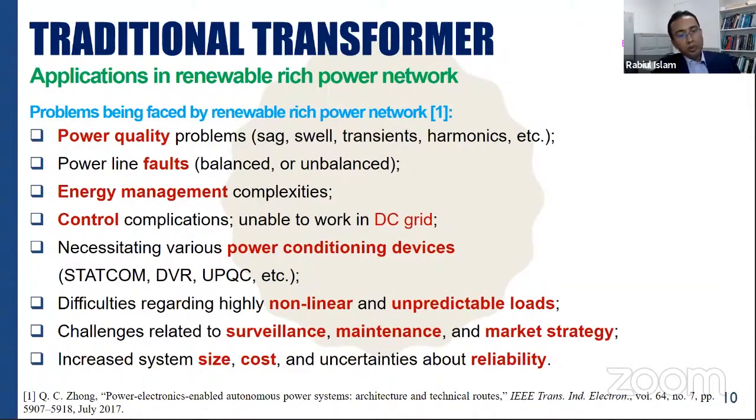So as the traditional components cannot handle those power quality issues, we need some extra devices to be installed in the network. For example, we need DVR, we need StatCom, we need UPQC, and many other things, right? To eliminate those disturbances or to save the devices used in the power network. Those extra components basically increase the size and volume of the overall network, as well as increase the installation cost or running cost of the power grid.